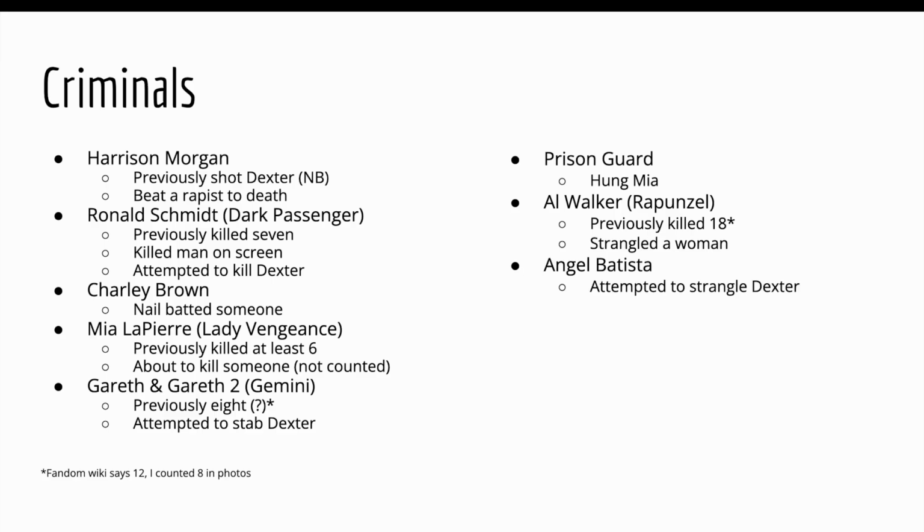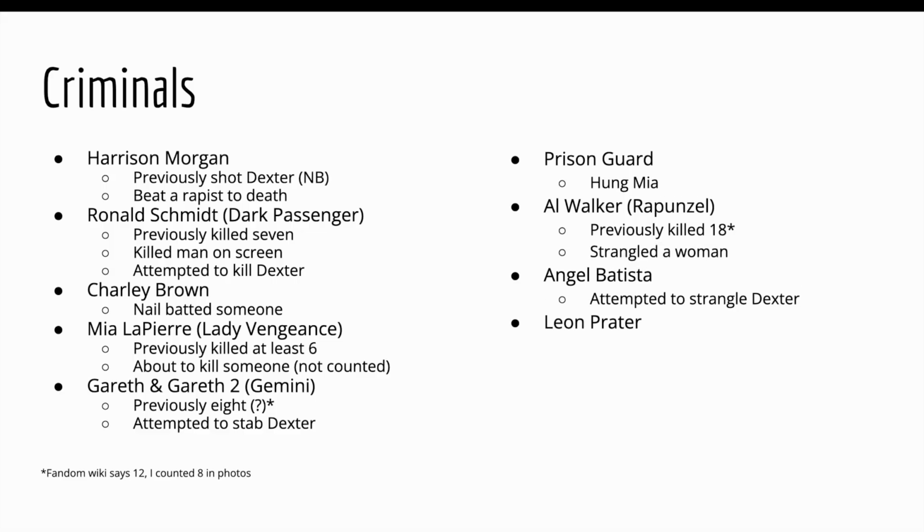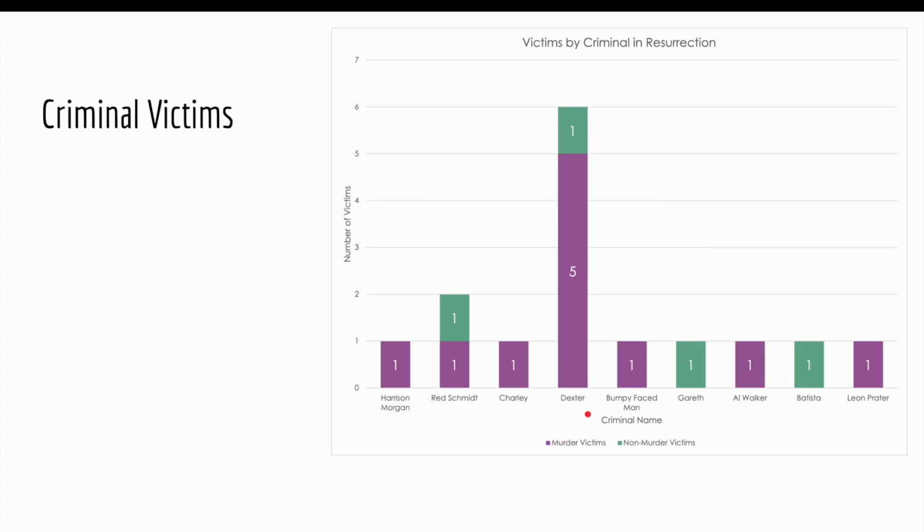Angel Batista attempted to strangle Dexter. That was a very clear attempted murder. And finally, Leon Prater shot Batista. These are all of the criminals this season and their number of victims.